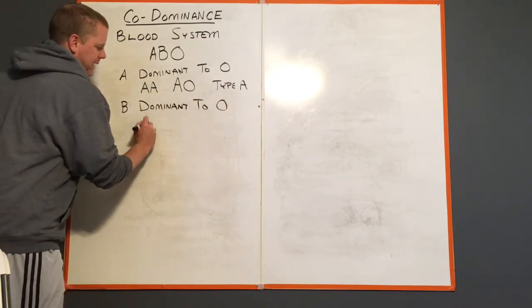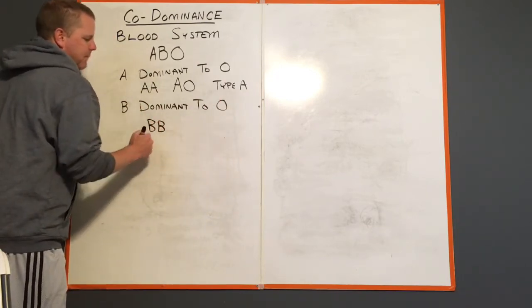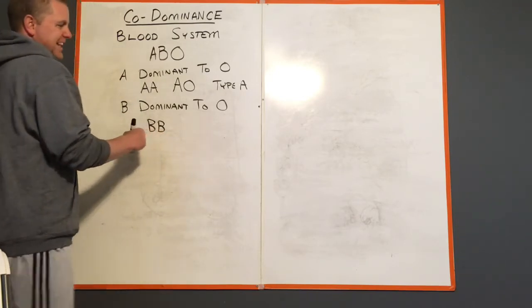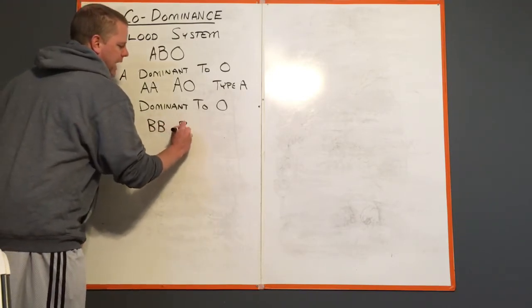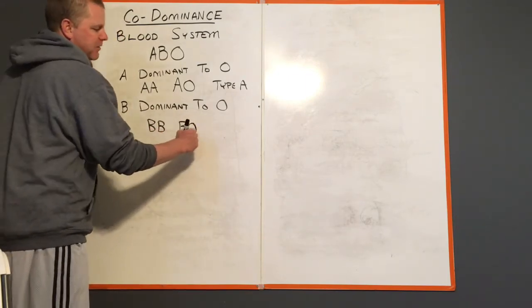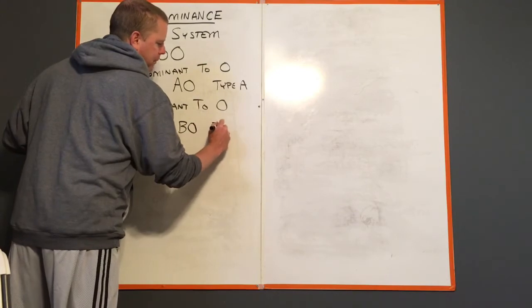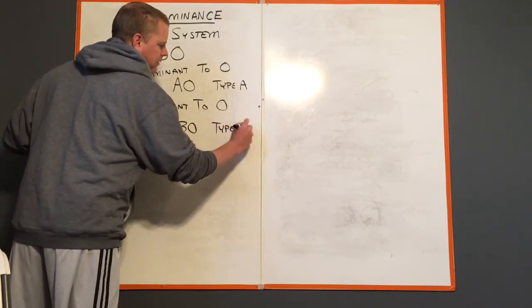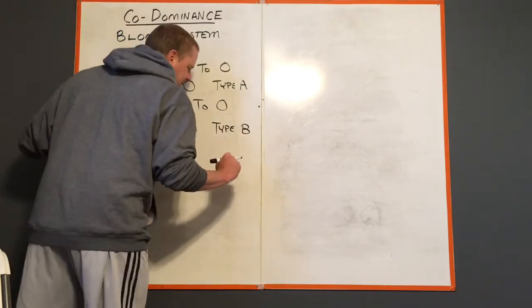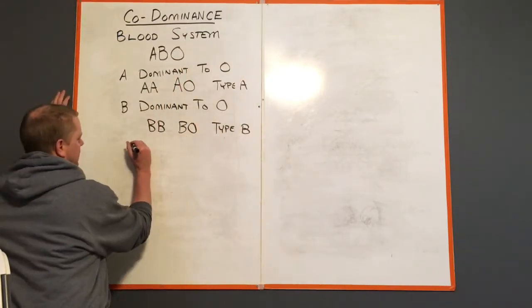So a person could have type B, right? Maybe they got a B from each parent, right? That could be the person's genotype. Or the person could have gotten a B from one parent, type O from the other. The B masks the O. And so when that person goes to the doctor and they ask what type of blood they have, type B. Now, that means that O is recessive.